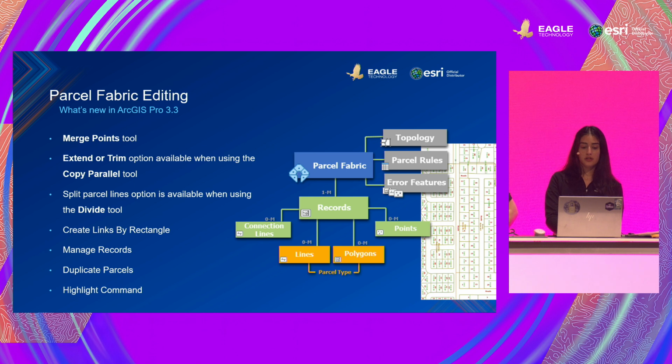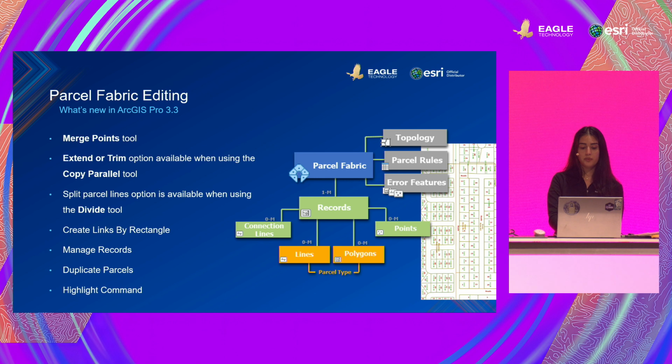The extend or trim option is available when using the Copy Parallel tool to create parallel parcel lines. Copied lines can be extended or trimmed to prevent dangles or gaps. The split parcel lines option is available when using the Divide tool to divide parcels by area. Parent parcel lines are split by dividing intersecting lines. When creating links for aligning parcels, the Create Links by Rectangle tool allows you to create links by dragging a rectangle over a pair of points.